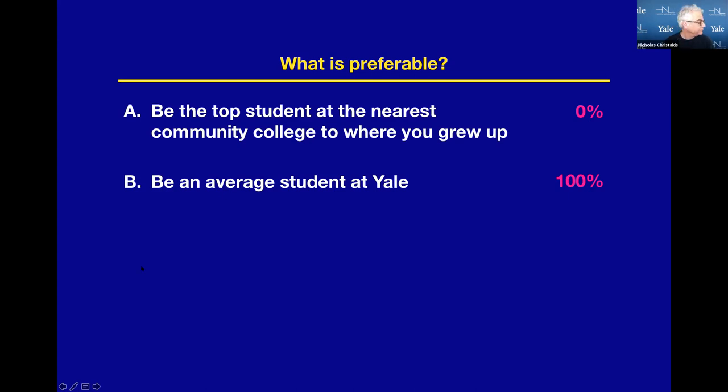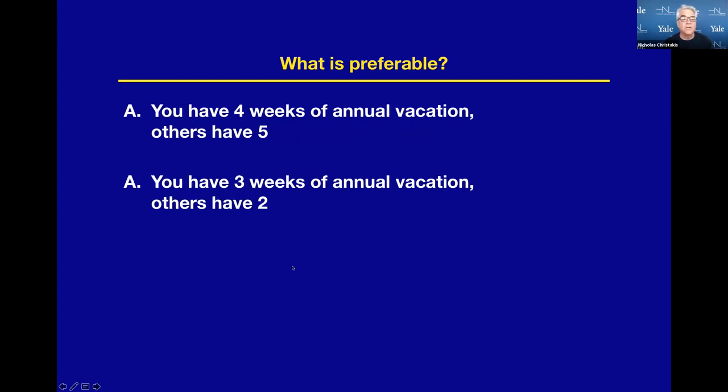Okay, here's one more. Think carefully now. Which would you prefer? You could have 4 weeks of annual vacation and everyone else has 5 weeks, or you could have 3 weeks of annual vacation and everyone else has 2 weeks. Go for A.